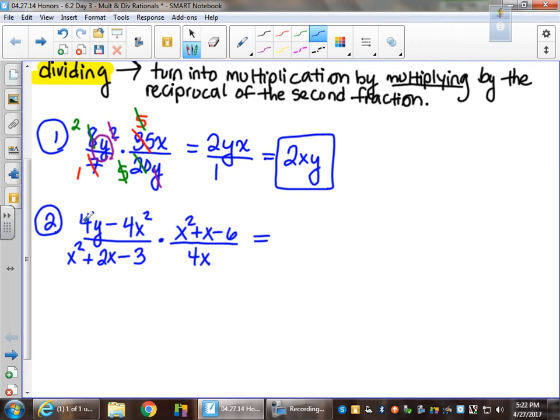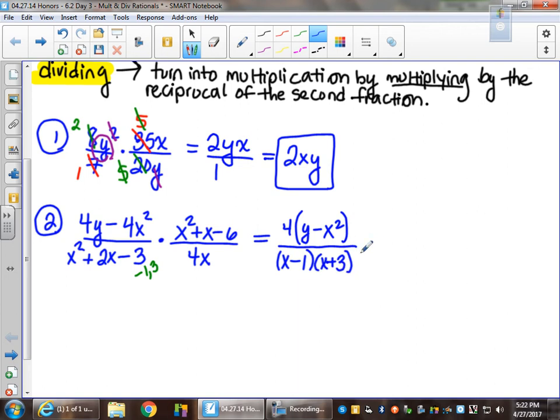So looking at this first piece, 4y minus 4x squared, I ask myself, what can I factor out? X's and y's, those are not common, but this 4 is, so I can factor out a 4, leaving y minus x squared behind, divided by, a is 1. I need factors of -3 that add to 2, so that'll be 1 and 3, where 1 is negative. So I get x minus 1 times x plus 3.